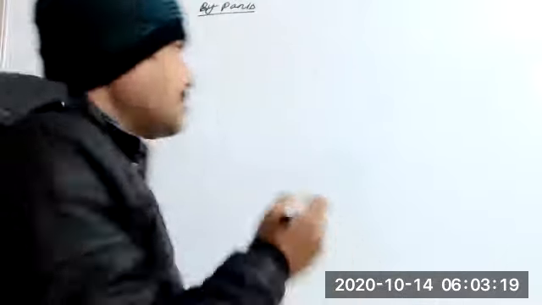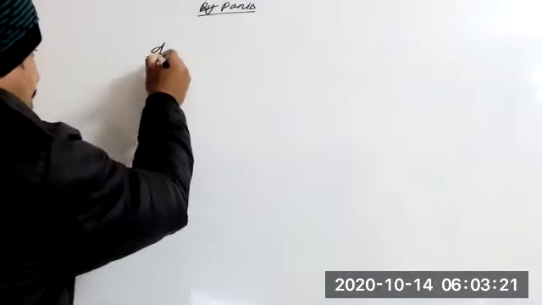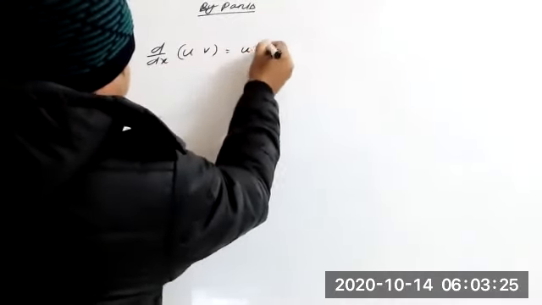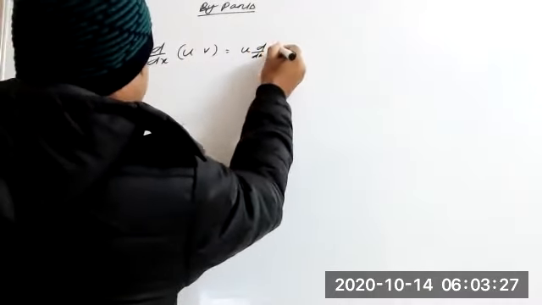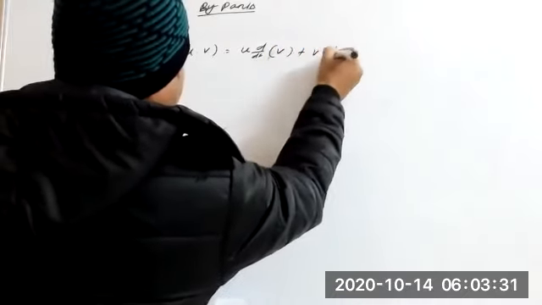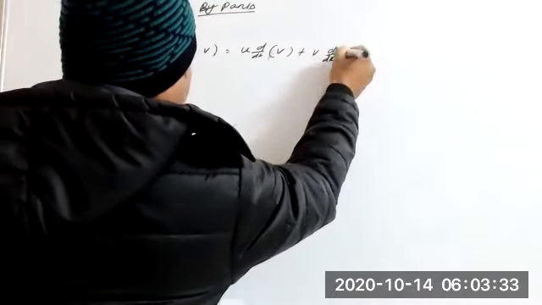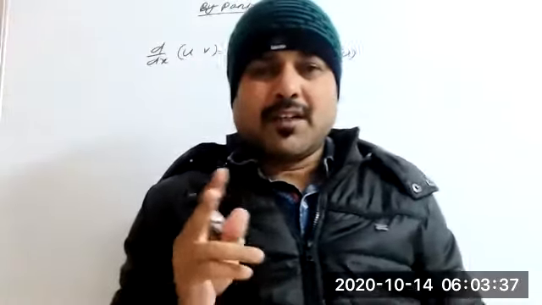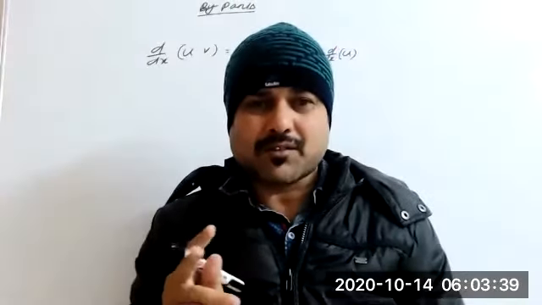Derivative of u into v is equal to u into derivative of v plus v into derivative of u, right? So u and v are two different functions.